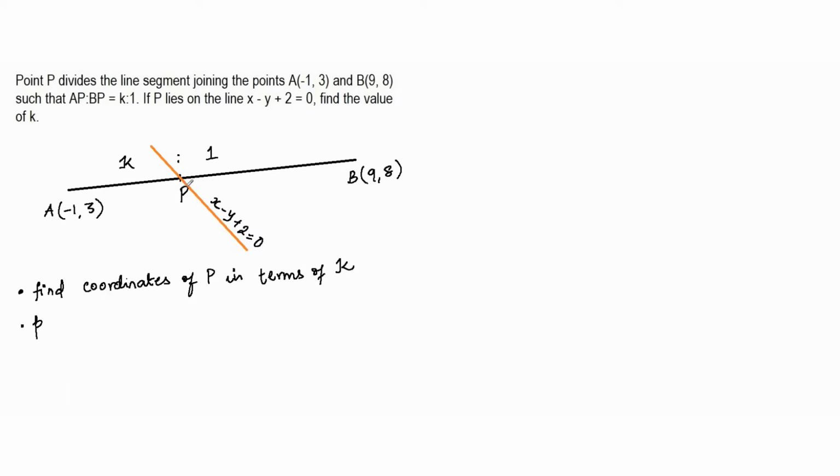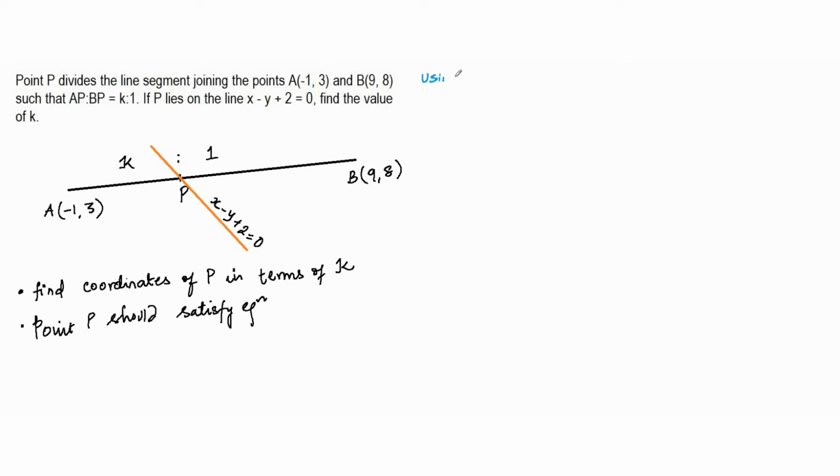Now once I do that, I know that the point P lies on the line. So as the point P lies on this particular line, the point P should satisfy the equation of the given line. That means in x minus y plus 2 equals 0, whatever are the coordinates of P, I should substitute those coordinates, and that will help me find the value of k. So this is what I think should be the right way to do it. Let us go step by step. Let us first find the coordinates of P.